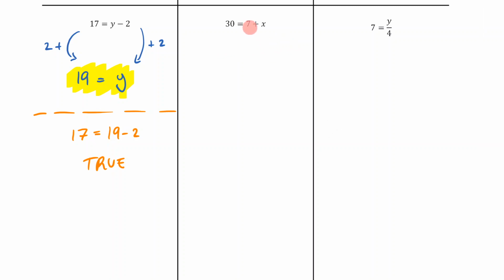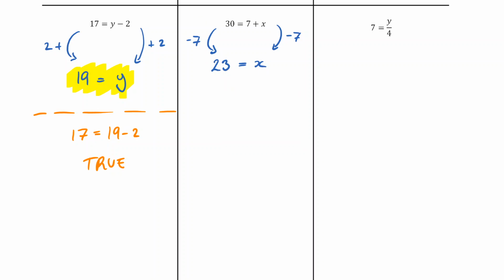You know that this is a plus 7, and therefore to get rid of that positive 7, what you're going to do is you're going to subtract it. So that means you're going to get 30 minus 7, which is going to be 23. And then 7 plus x minus 7, that's just going to be x. So x is equal to 23.